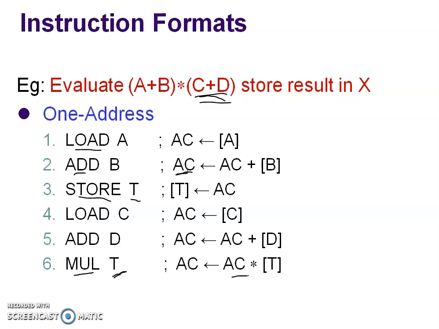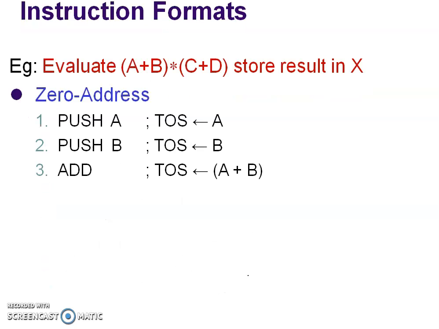Now what is the next task? We need to store the result in memory location X. So for that, again store X will be used. To the X location, the current accumulator value, that is the final result stored in the accumulator, will be written.